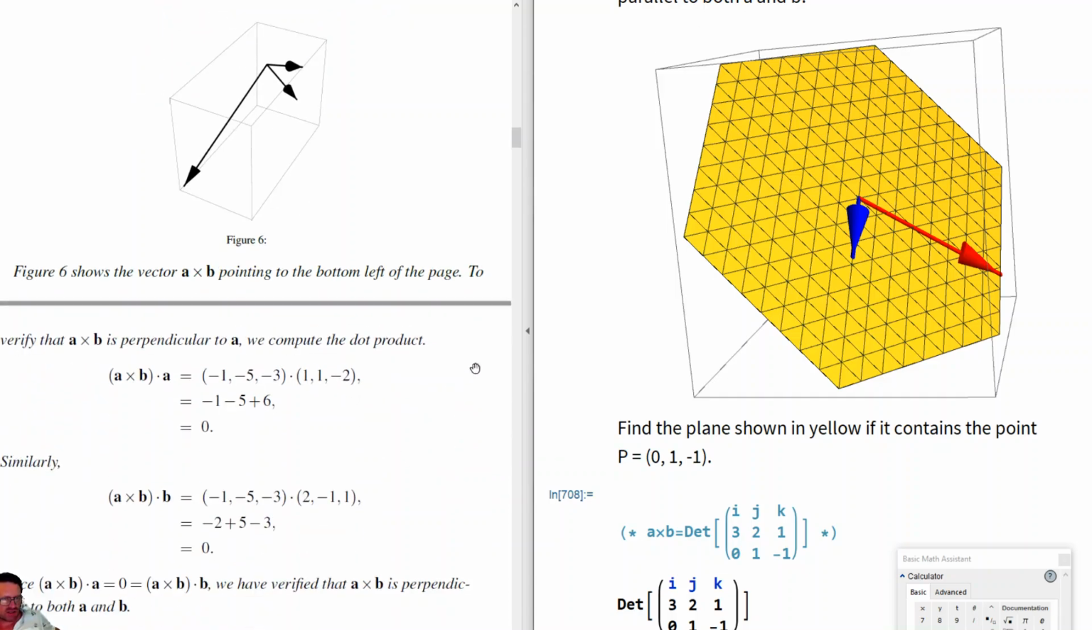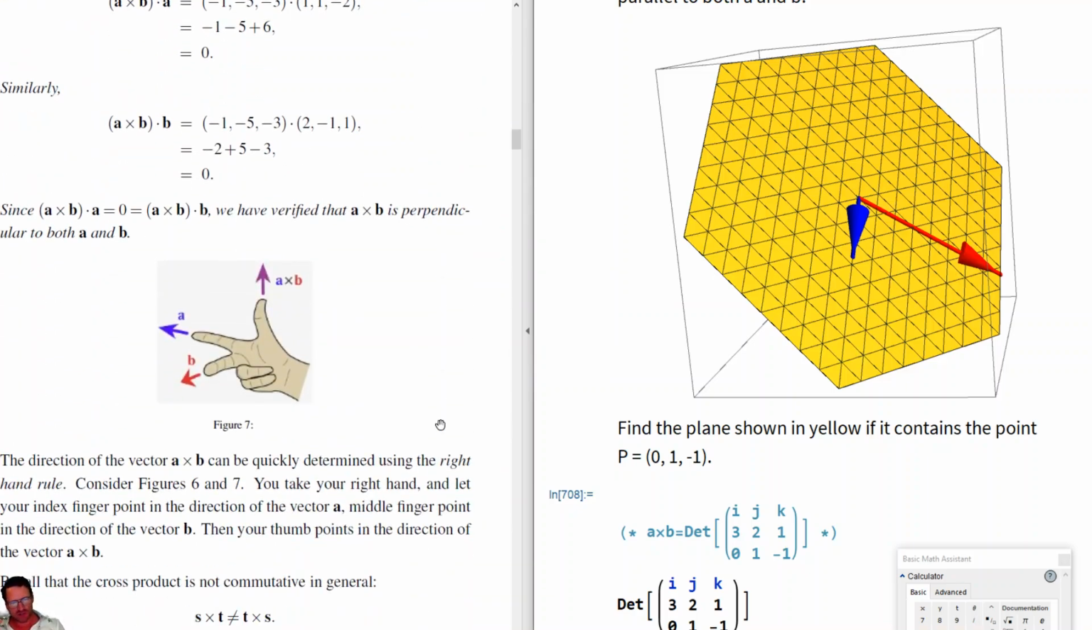Now the next part of it says verify, or to verify that a cross b is perpendicular to a, you could then compute the dot product, right, and show that the dot product of a with a cross b gives 0. Similarly, a cross b dot b gives 0. So we see then that a cross b is in fact perpendicular to both a and b.